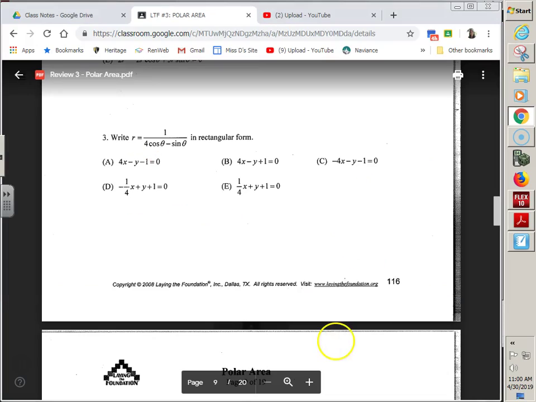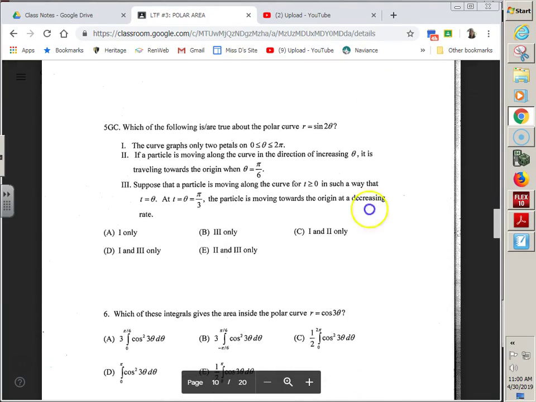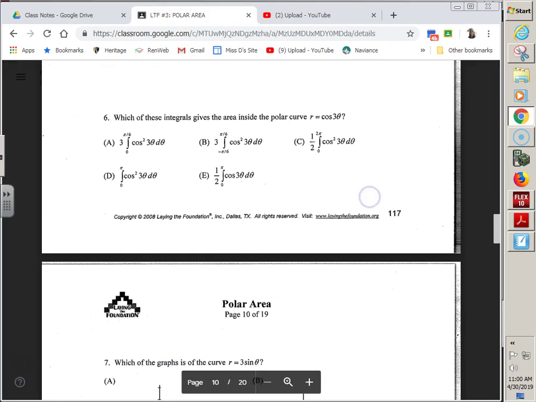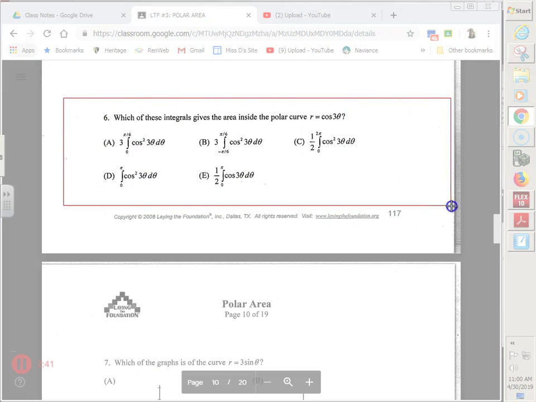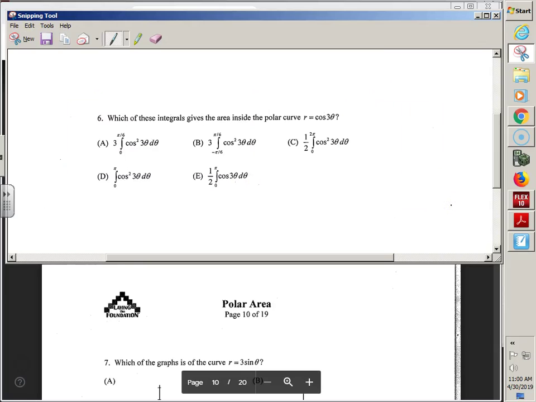I heard number 3, and then I heard number 6. Am I missing anything in between? Okay. So with number 6, guys, there's an endeavor card for this, true? How do we find area in general with polar curves? Isn't it 1/2 from theta 1 to theta 2 r squared d theta? Okay, and r needs to be in terms of theta, true?